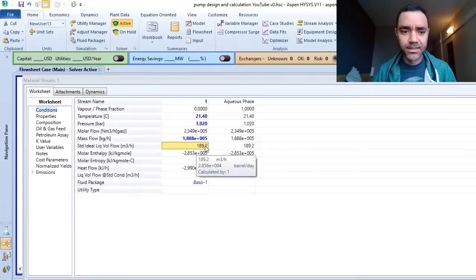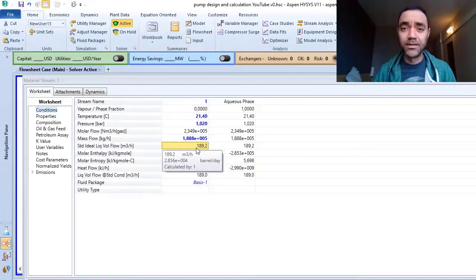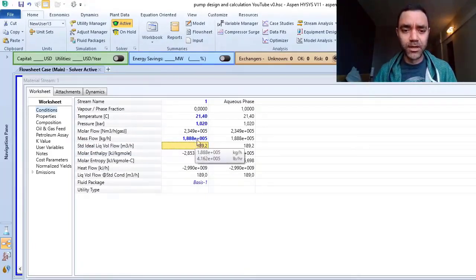So you can see that it's very close to the standard ideal liquid volume, but it could not be the same, okay? So be aware of that.